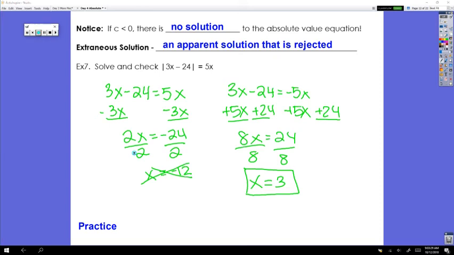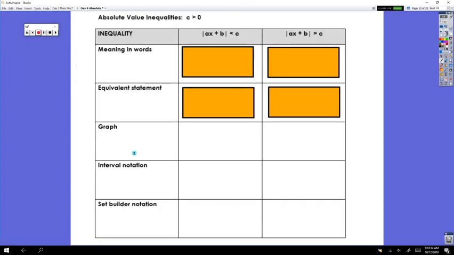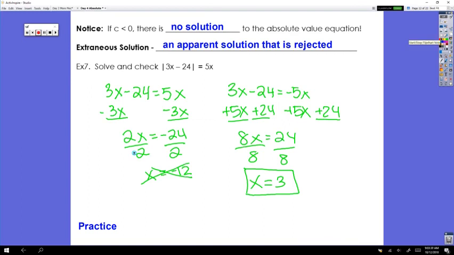I want you all to flip to the next page. And I want you to look at the solving absolute value equations practice. I want you to have this completed by next class. Bring the rest of your notes to class with you the next time I see you, and we will finish the notes in class.